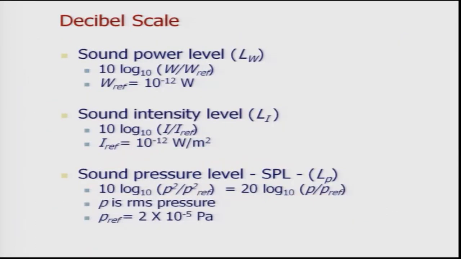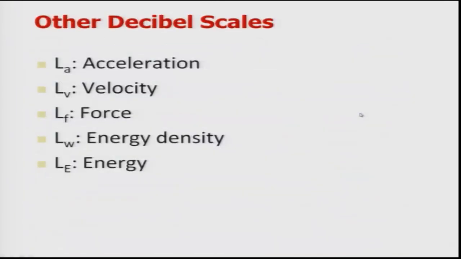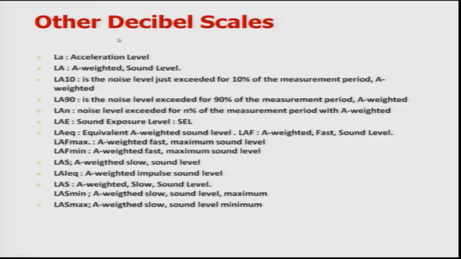On the decibel scale, we have learnt about LW, sound intensity level LI and sound pressure level LP. There are several other decibel levels also. We calculate decibels for acceleration, known as LA, for velocity LV, for force LF, for energy density LW, for energy LE and so on. There are lots and lots of decibel scales for different physical quantities, and we should not get surprised if we come across some of these other scales. We just figure out what their relationship is, and the mathematics is pretty much the same.